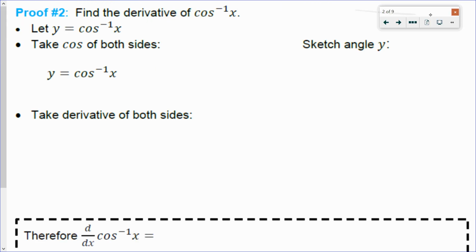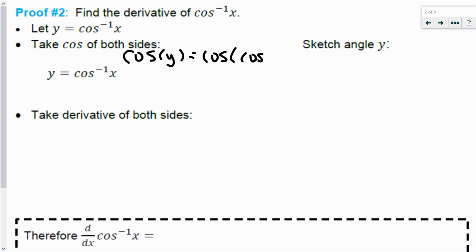In this one, it's a similar thing. We're going to find the derivative of cos inverse of x. We don't want to work with cos inverse of x because we don't know the derivative of that. We're trying to prove it. So similarly, I'm going to let y equal cos inverse of x, and take the cosine of both sides. So the cosine of y is equal to the cosine of cos inverse of x. Cos and cos inverse are inverse operations, so they cancel each other out, and it's just equal to x.